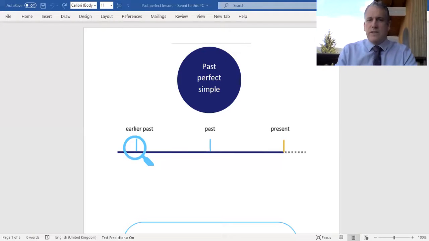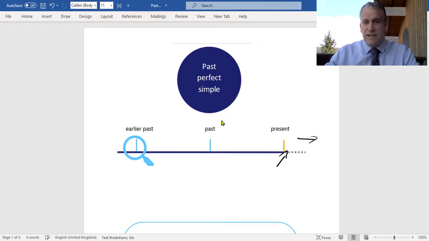Now I'm going to share my screen with you. And I'll make myself a little bit bigger. There we go. Okay, so you can see I've got a timeline here. So here we are in the present having our lesson. This is the future. And I'm not sure what will be happening in your future, but at some point here, I will be feeding my cat. Okay, so the past perfect simple.